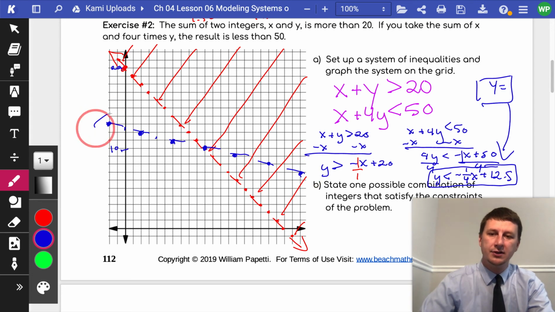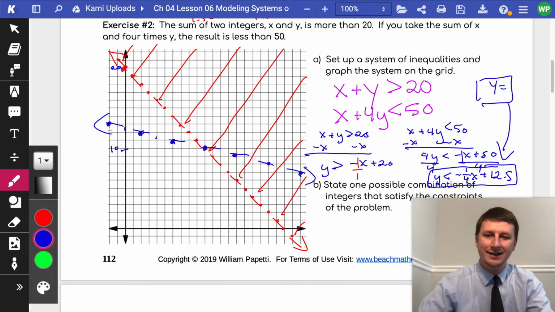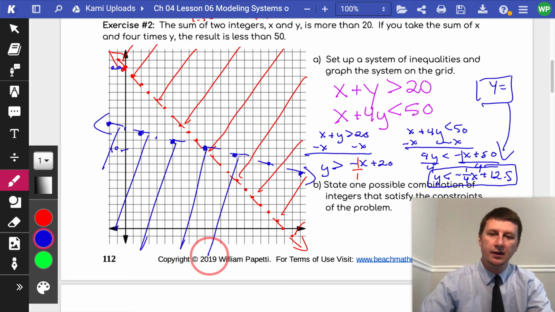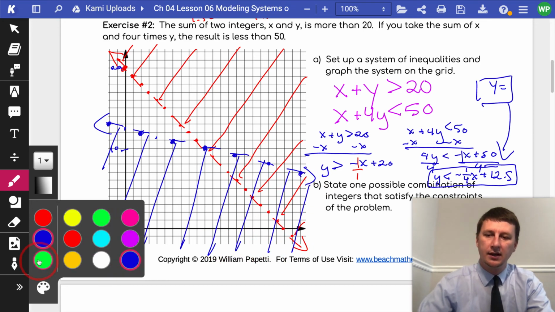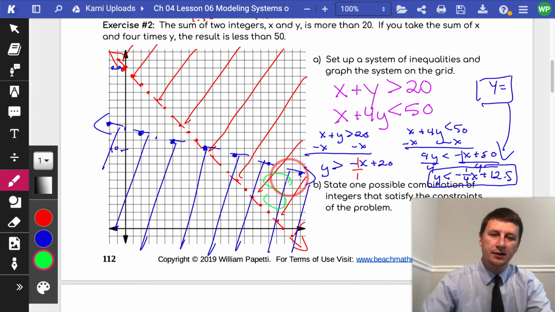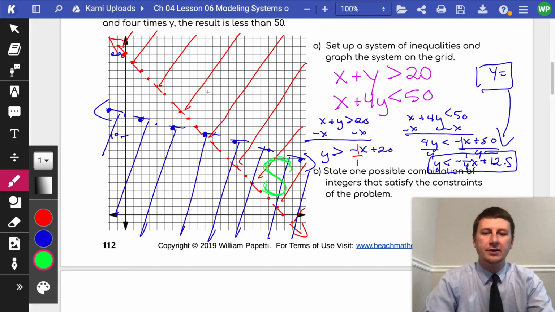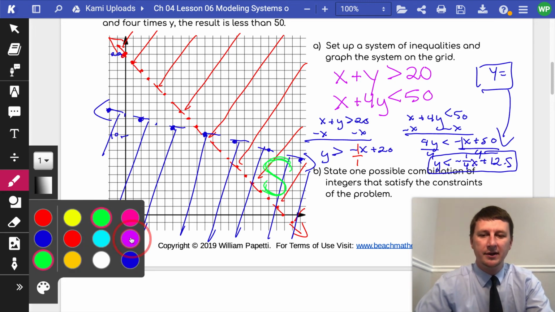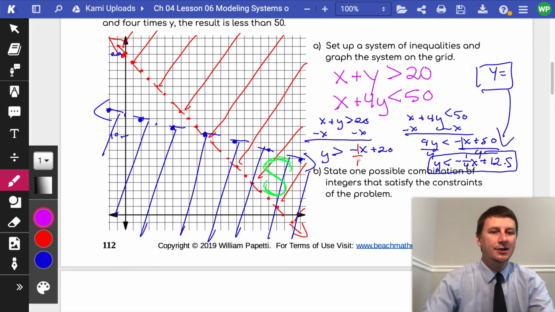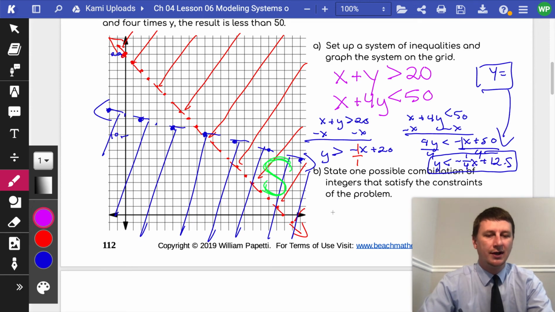And we're going to be shading this inequality down because y is less than. So let's go ahead and shade this thing downward. And then you'll start to see your overlapping solution set. And again, denote that solution set with a huge letter S for solution. And the last thing we want to do is state one possible combination of integers that satisfy the constraints of the problem.